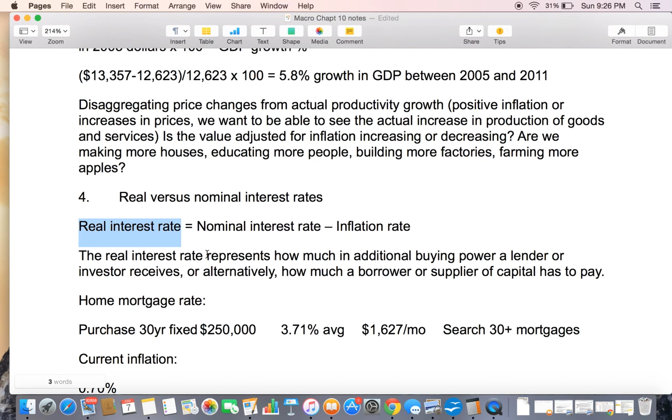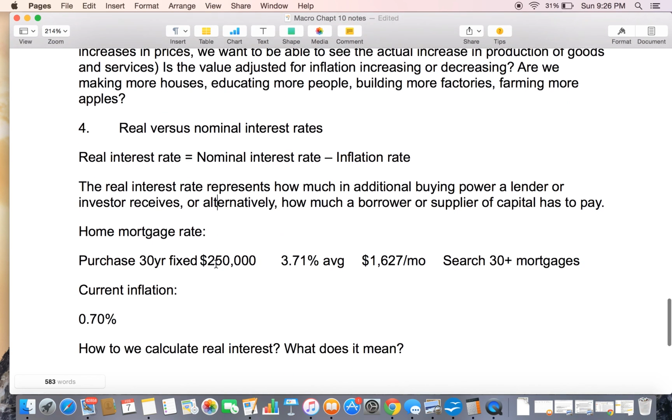So the real interest rate represents how much additional buying power a lender or investor receives, or alternatively, how much a borrower or supplier of capital has to really pay. Because if you are paying something just equal to the rate of inflation, then one would hope that your income is going up at the same rate, and therefore you wouldn't really be paying anything for the loan. Let's take a look at this example.